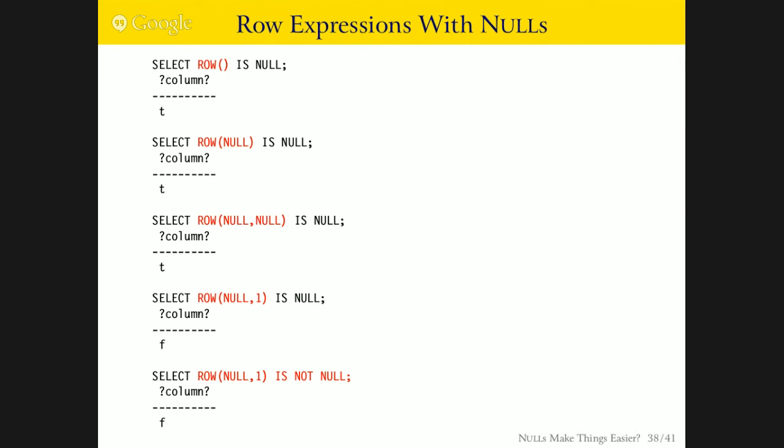Yeah, whatever. This gets really bizarre. If you ask if an empty row is a null, it is. If you put a null in the row, it's still null. If you put two nulls in the row, it's null. But if you put a null and a non-null in there, then it isn't null. So two nulls is a null, but if you have a non-null in there, then it isn't.